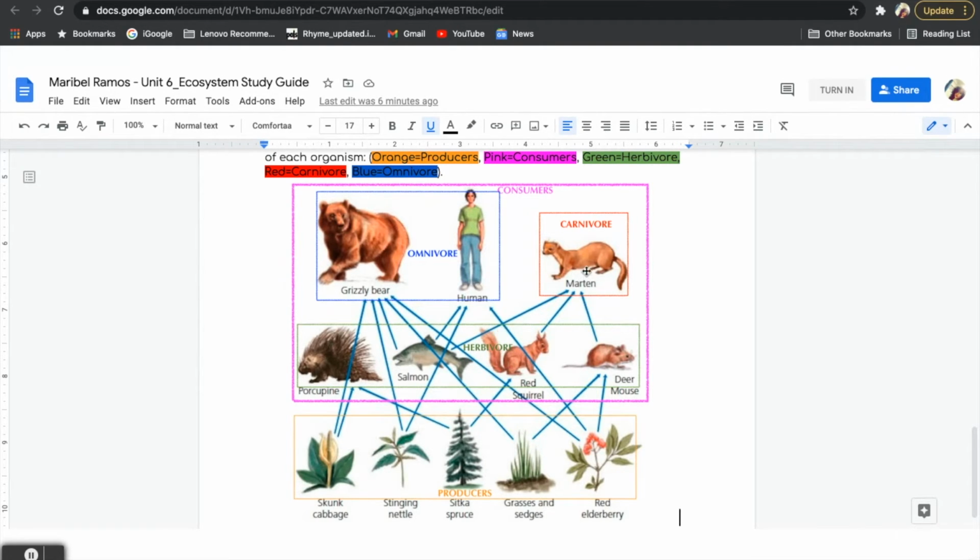All herbivores, carnivores, and omnivores are all consumers. They have different choices of what they like to eat. Some may like to eat meat, some may not like to eat meat, but they are all consumers because they need to consume or eat another organism to get their energy.